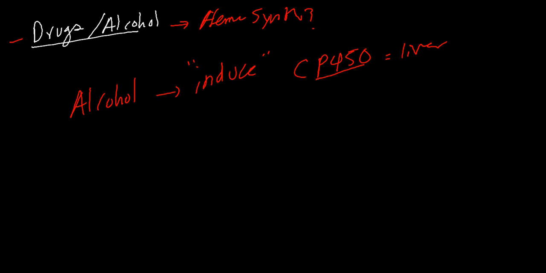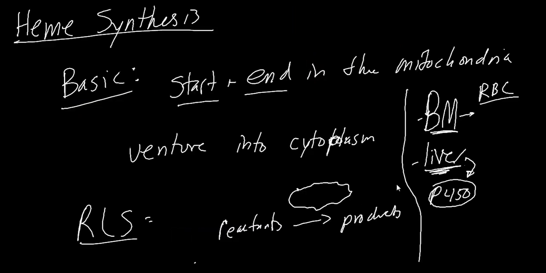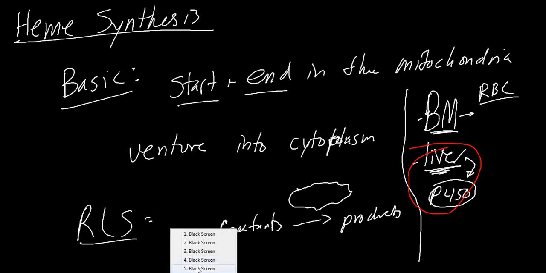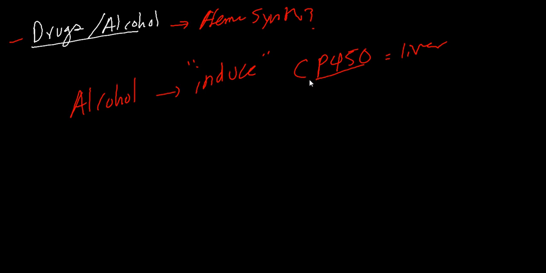Wait, where have we seen that before? Can we synthesize some material? P450 system in the liver. That's why we get heme synthesis in the liver. Our cytochrome P450 system will convert alcohol into inactive metabolites. We're going to take that ethanol and metabolize it through the P450 system.